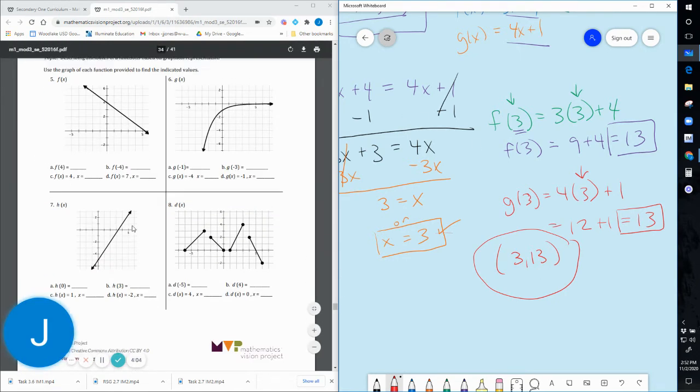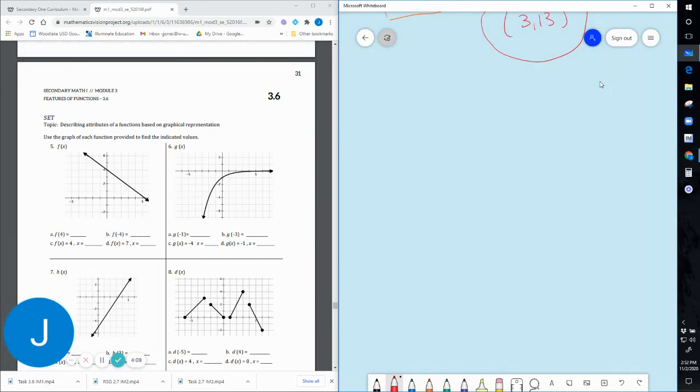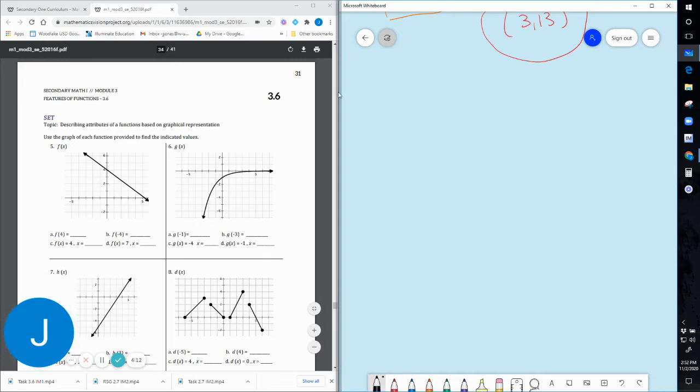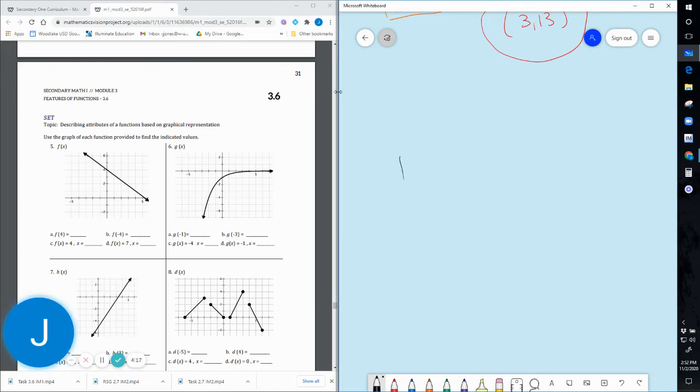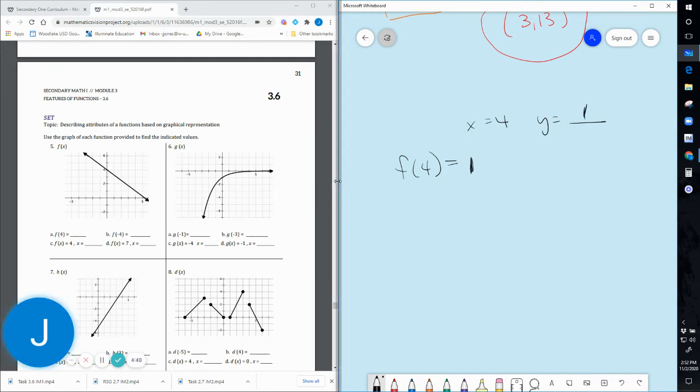On 5 through 8, what we're going to do there is it gives you a graph, and this is just like the task we did a couple days ago. Remember, if I say f of 4 equals, I'm saying that x equals 4, so y equals blank. So you're going to go to the x value of 4 here, which is where my mouse is, and then go to the graph. It looks like I went up to the 1. So that would be my answer for that one. It would be 1. That's how you do all 4 of these.